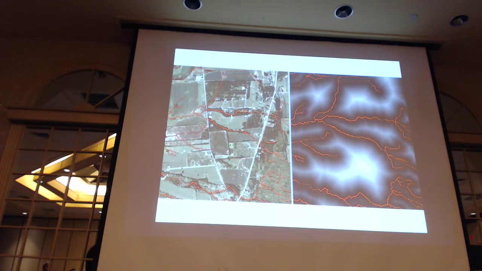Once we have these thematic data sets in eCognition, we can create some additional derivatives. We can calculate the distance to water. So this is a distance grid that we've created. And these areas that are bright white are the furthest away from water.